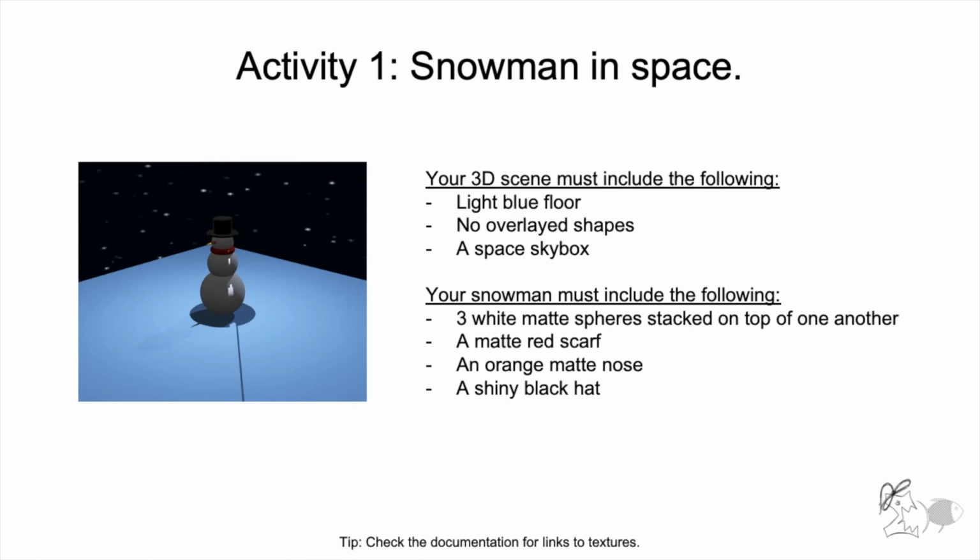Okay, so the first activity is called Snowman in Space. For this, your 3D scene must include a light blue floor, no overlaid shapes, a space skybox, and then your snowman must include 3 white matte spheres stacked on top of one another, a matte red scarf, an orange matte nose, and a shiny black hat. So pause the video now so that you can attempt the challenge, and then come back. In about 5 seconds, I'll be taking up the answer.